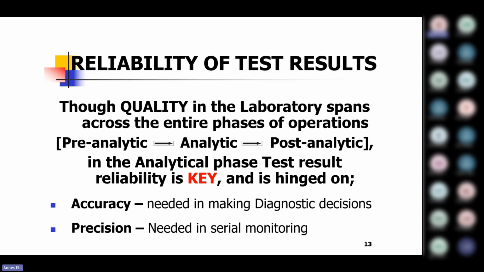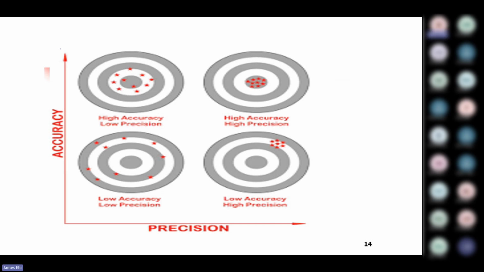So accuracy and precision are the two major components that make up how reliable your results are. And these two phenomena are actually measured by the EQA and internal quality control: the accuracy is measured by the EQA, and your precision is measured by your internal quality control. And this brings me to a graphical display that shows how accuracy and precision pan out.